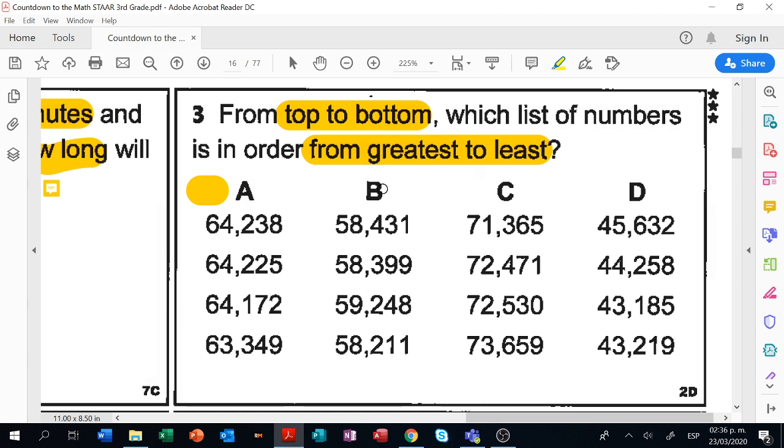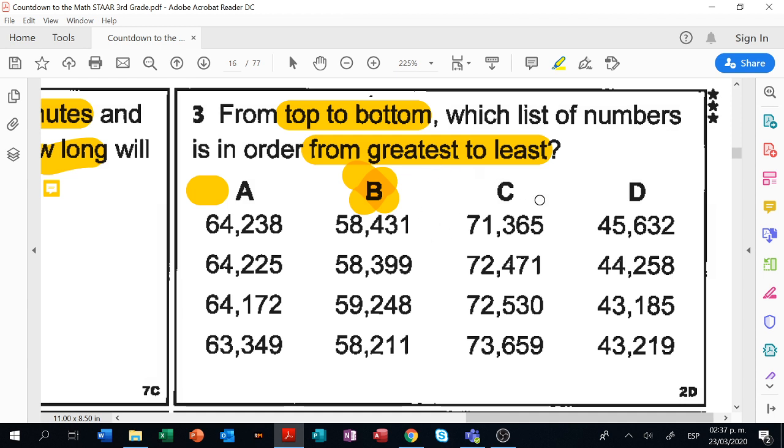Okay, let's check letter B. I have 58,000 here, 58,000. I have a 59,000 here and another 58,000. So if I start comparing on the 10,000s, I already see that this one is not from greatest to least because I have a 58,000 here and a 59,000 here. So I can already eliminate letter B because that comparison is not true. It's not from greatest to least.